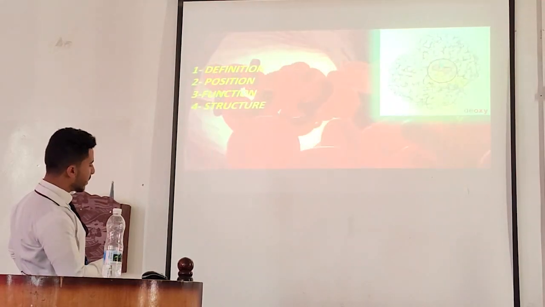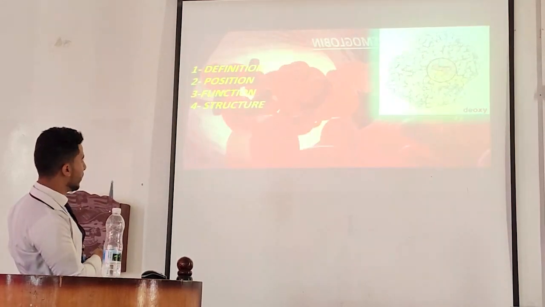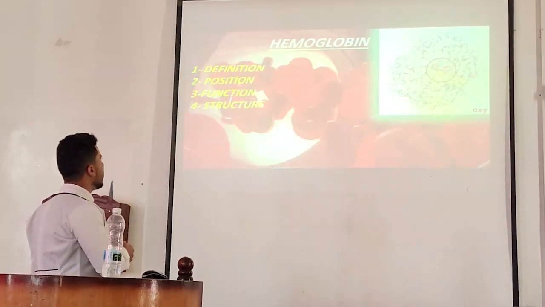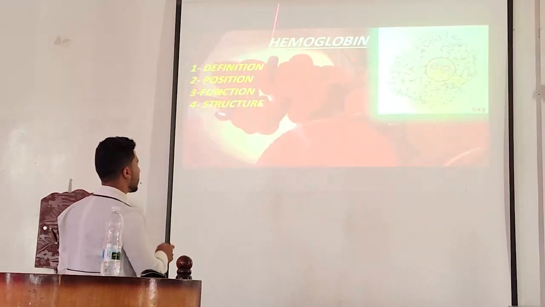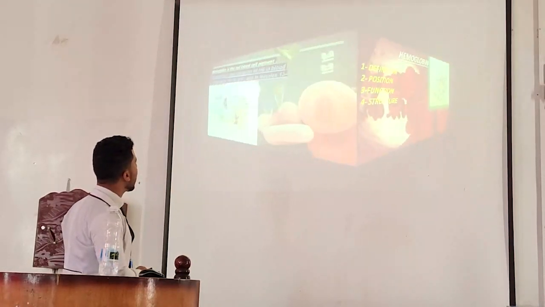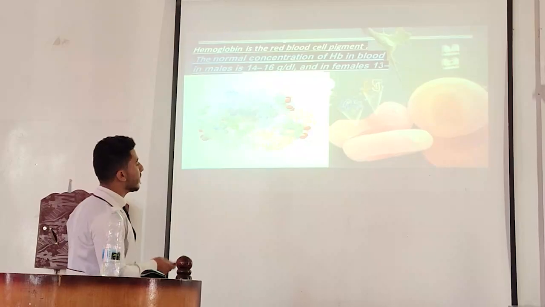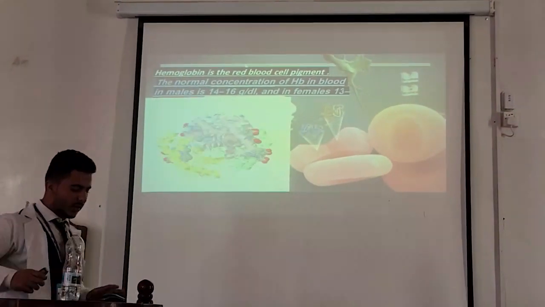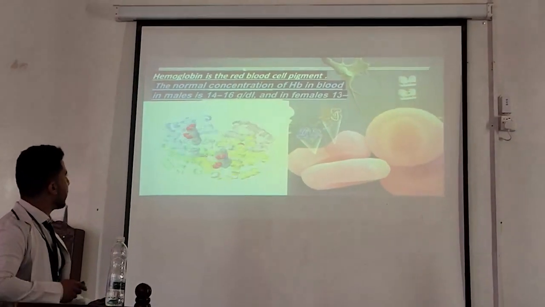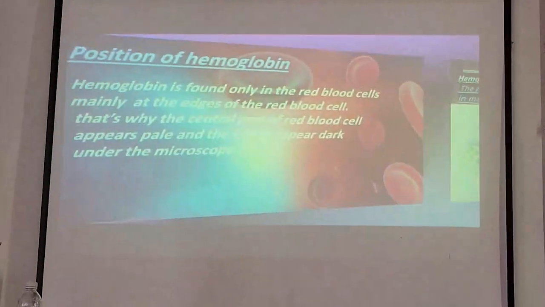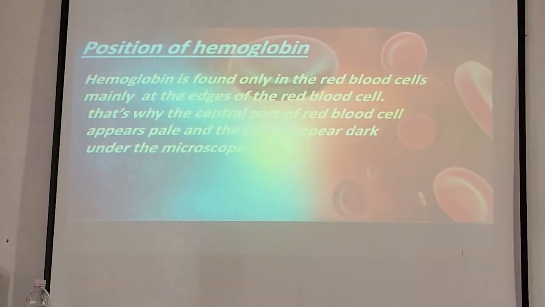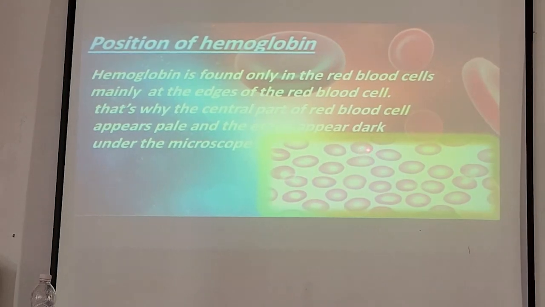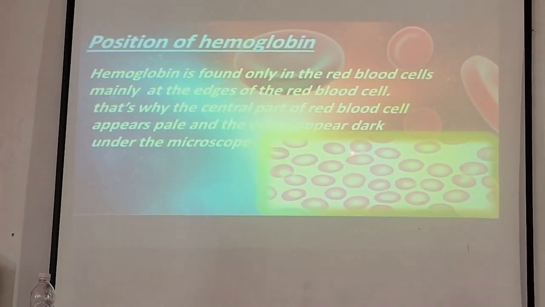Now, let's go to the hemoglobin. We will talk rapidly about the definition, position, function, and we will talk in small details about the structure. Hemoglobin is the red blood cell pigment, as you know. The concentration of the hemoglobin in the blood is higher in males than in females. The hemoglobin, as you know, is located in the red blood cells, but not in the central part. It is located in the edges of the red blood cells.